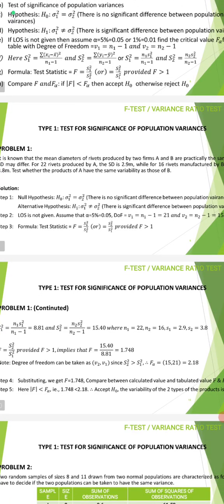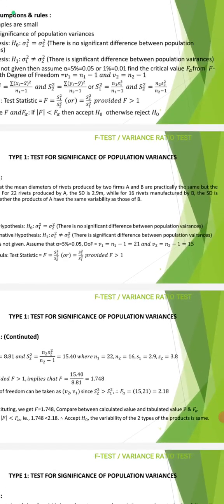So comparing the test statistic value, the test statistic value is 1.7 and the table value is 1.8. The calculated value is very low compared to the table value. Here H0 is accepted. H0 accepted means there is no significant difference between the two population variances.